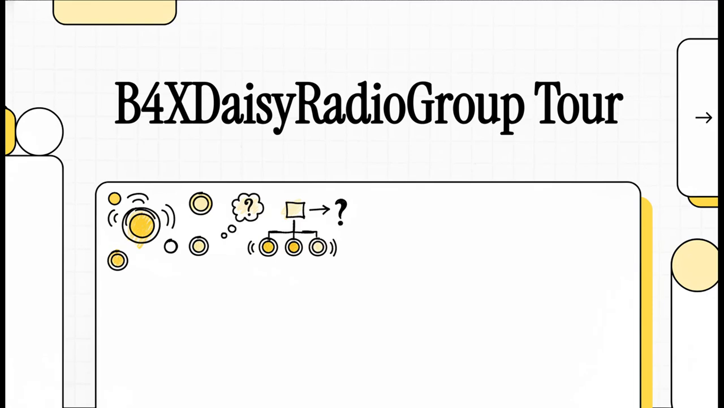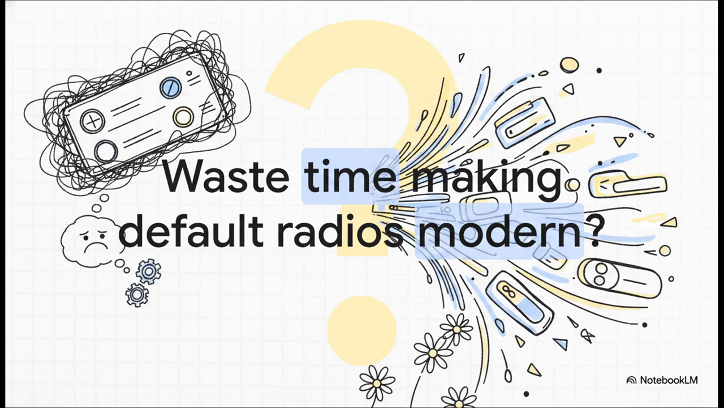Let's kick off this explainer by tackling a frustration that, let's be real, pretty much every B4X developer out there has agonized over at least once. How much time do you actually waste trying to force default radio buttons to look modern? Seriously, think about it. You spend all this energy building out incredible application logic, and then bam, you hit a visual brick wall. You're stuck with rigid, native UI controls that just look, well, boring. Suddenly, you're losing hours tweaking layouts, nesting panels, and fighting with color palettes just to get a basic radio group to match your app's vibe.